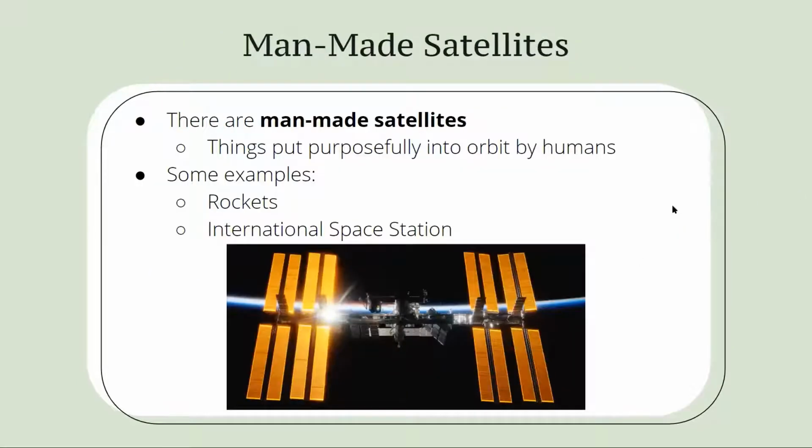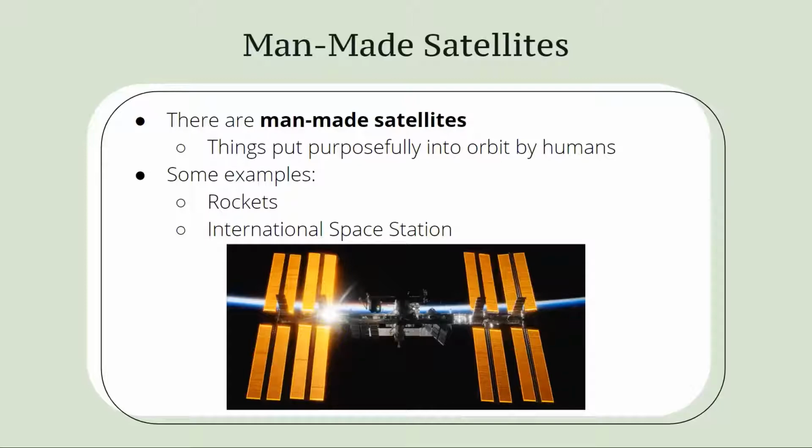Now let's talk about man-made satellites. The biggest difference between man-made satellites and natural satellites is that they're man-made. So humans make these satellites and purposely launch them into orbit and keep them going around and around planetary objects for different purposes that we'll go over later. Some examples of this would be rockets.